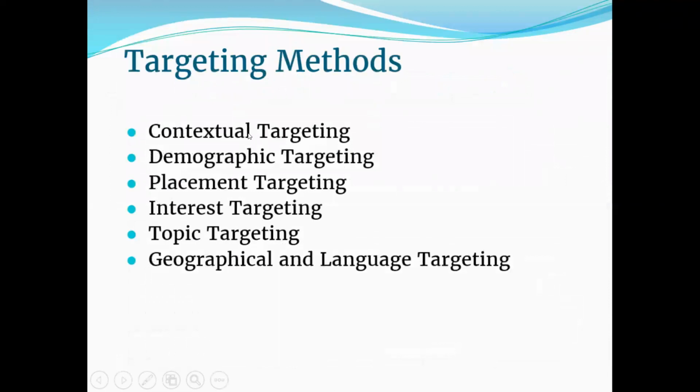First one, contextual: content is important. Second one, demographic: age-wise. Placement targeting: which place are you placing the ad, right corner, or left, or footer, or the middle of the content. Interest targeting: which category their interest is, education or sports. Topic targeting: which kind of topic, like a subject or anything. Geographic: locations, India, US, UK, anything. Language targeting: English, Japanese, Chinese, everything. This is called the target method. Please write down these points.